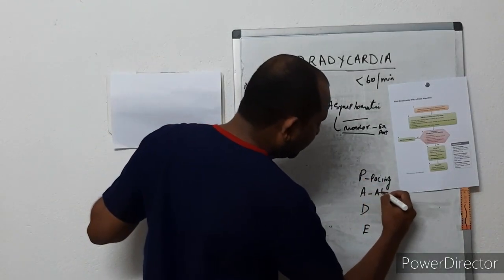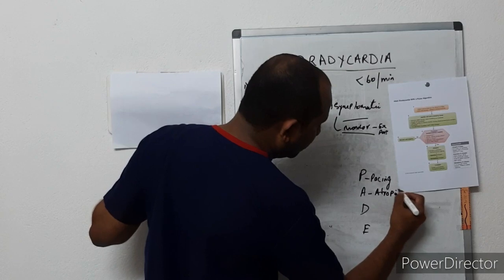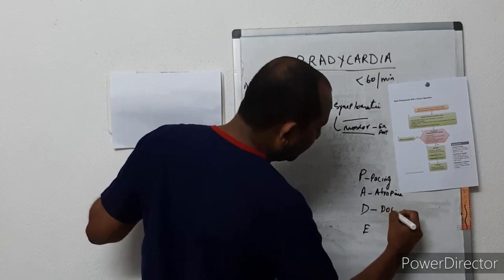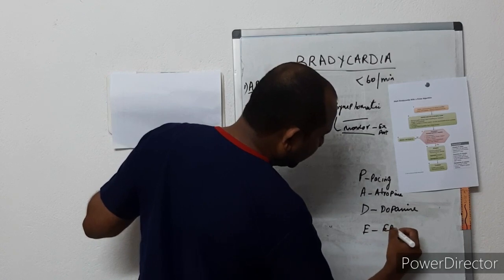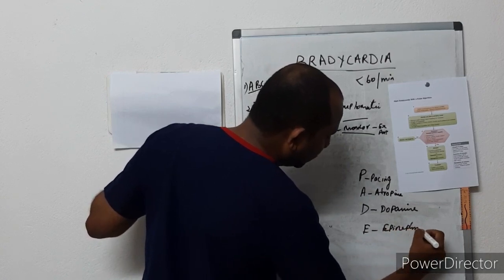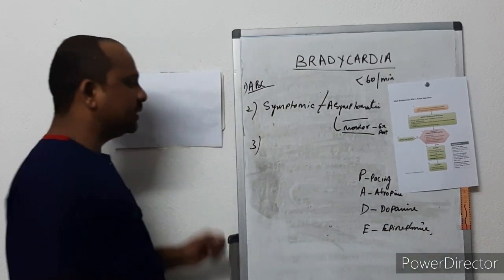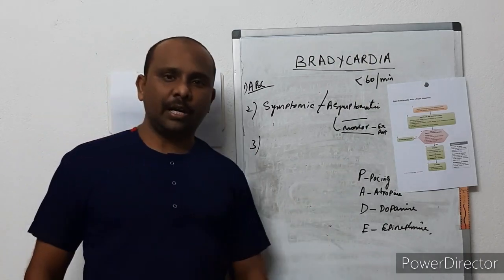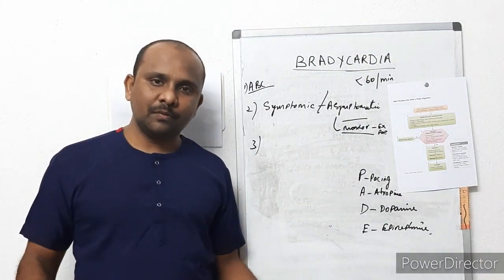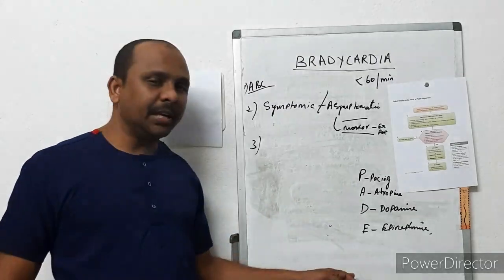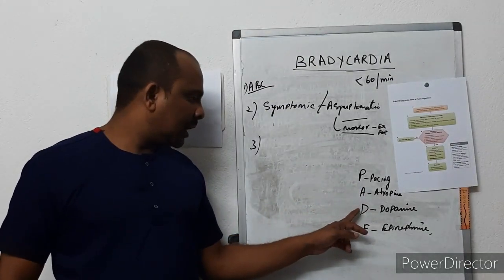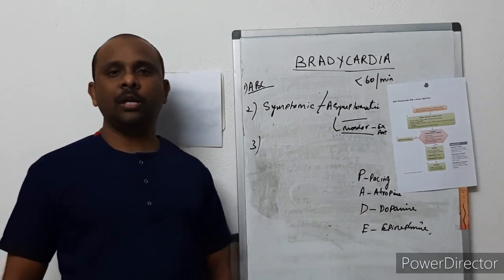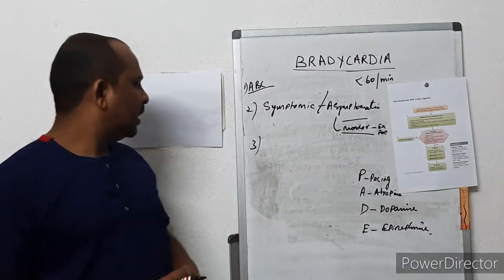A means atropine. D means dopamine. E means epinephrine, adrenaline, right? So these are all the modalities for bradycardia. What are the modalities of bradycardia? It is PADE: P for pacing, A for atropine, D for dopamine, E for epinephrine. We will see one by one, right?